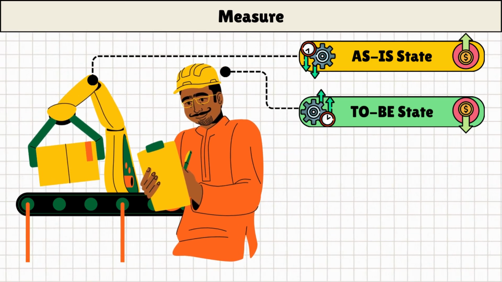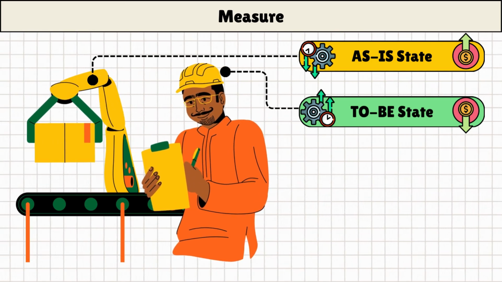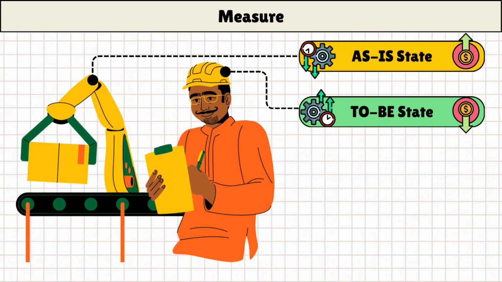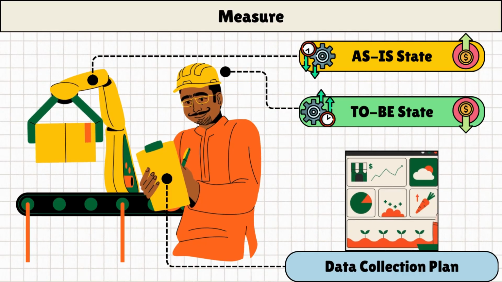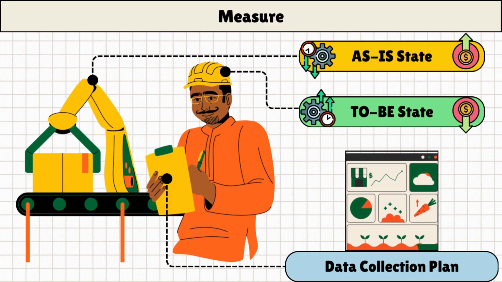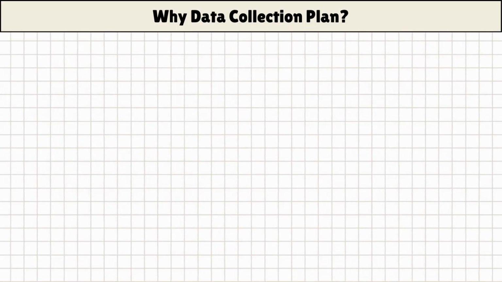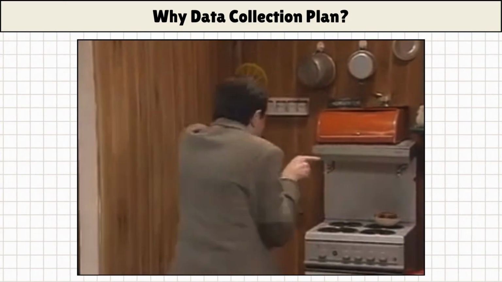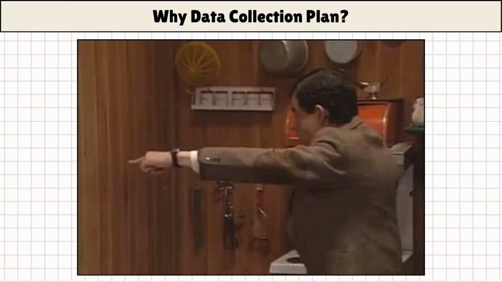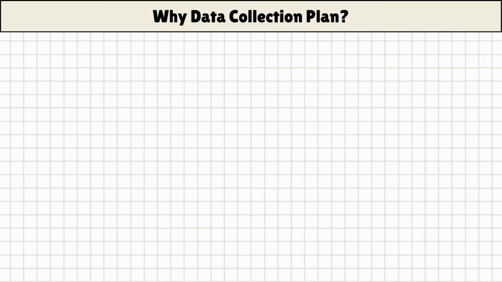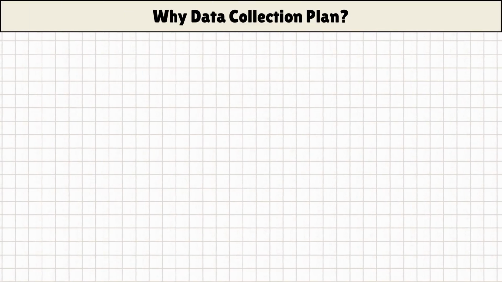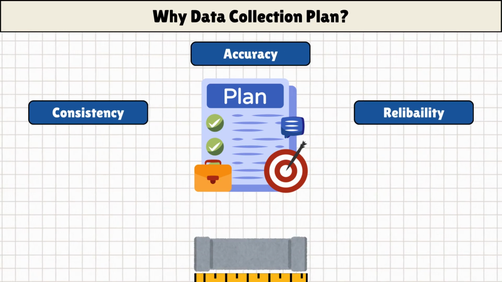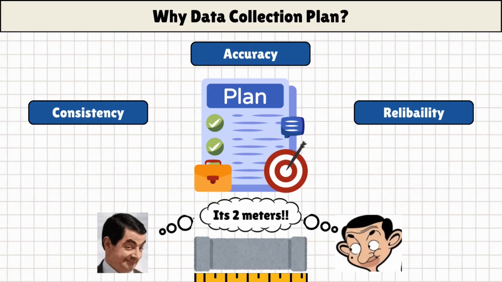But before we analyze the data, we need to ensure that our data collection is structured and reliable. So the first step in the measure phase is to create a solid data collection plan. First, let us understand why a data collection plan is important. Just imagine a person collecting the same data at different time intervals but ending up with different results every time. This happens when there is no proper operational definition, leading to subjective interpretation. A data collection plan ensures consistency, accuracy, and reliability so everyone measures the same thing in the same way.